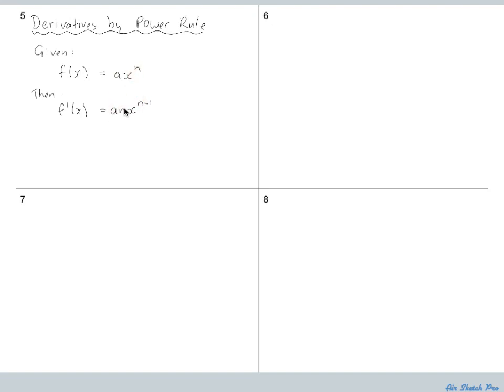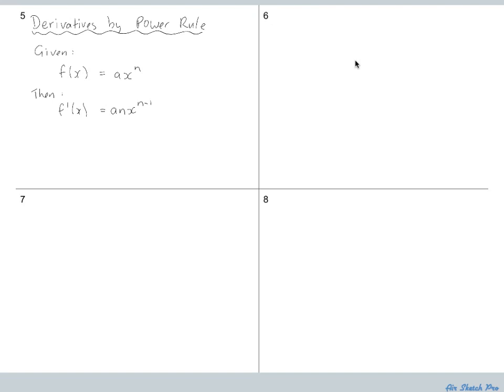So multiply a and n together, and then subtract 1 from the power. That works for every single kind of power function. I want to unpack what a power function is in a second, but all polynomials are power functions, and there are a bunch of other ones as well, which we'll have a look at in a second.